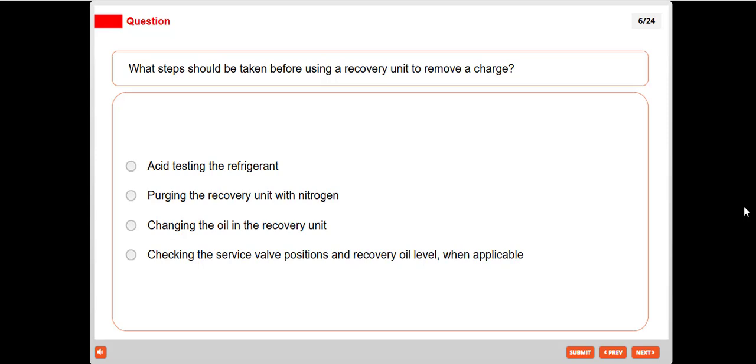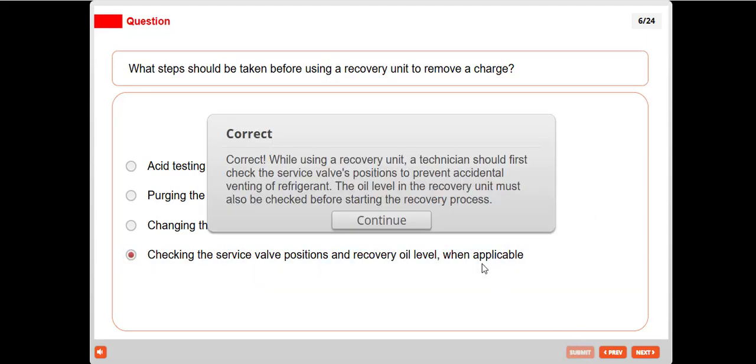What steps should be taken before using a recovery unit to remove a charge? Acid testing the refrigerant, purging the recovery unit with nitrogen, changing the oil in the recovery unit, checking the service valve's position and recovery oil level when applicable.